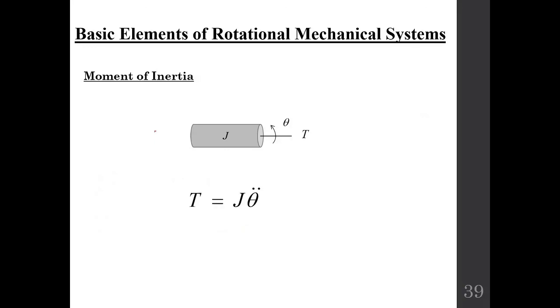And for a body, we use the torque with moment of inertia. I think we all know that moment of inertia is the tendency of a body to resist angular motion. So here we can simply represent it by T equals J times the double derivative of theta.